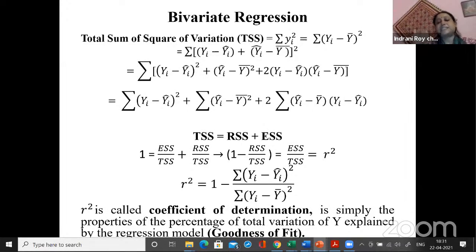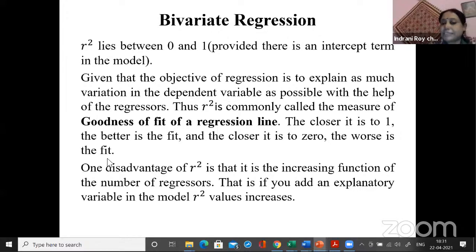So if it is said your R squared, or your ESS by TSS, is say 0.88. So 0.88 means what? If you multiply it by 100, it is 88%. So out of the total variability of Y, 88% of the total variability of Y is actually explained by the regression equation. That means it is actually explained by the independent variable X, or the explanatory variable X. Okay. So R squared is the goodness of fit.